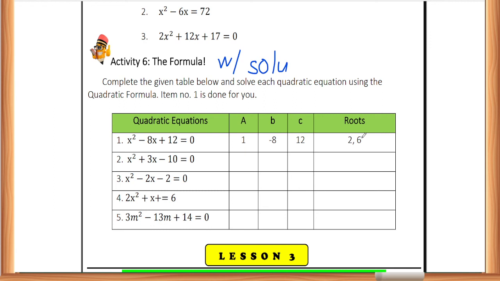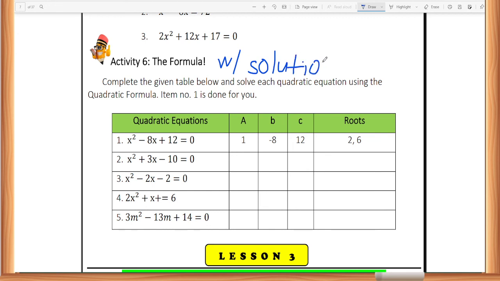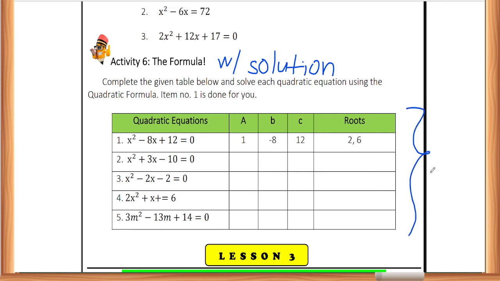Now, gusto ko may solution yung gagawin nyo dito sa activity number 6 with solution using the quadratic formula. Kasi madali lang kung factoring lang, di ba? Ano nga ba naman yung factors ng 12 na pagkainad mo will give you 8. Obviously, it's 2 and 6. Ngayon, gusto ko dito with solution using the quadratic formula. Lahat kayo, yung sagot ninyo dito sa activity number 6, it must be with solution. Lahat. Naintindihan? Do you have any more question? May mga concern pa kayo?